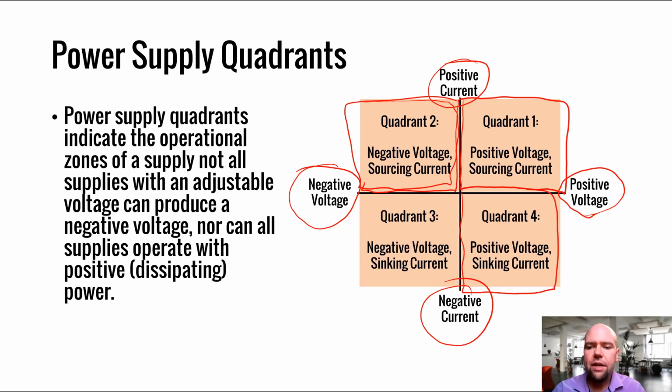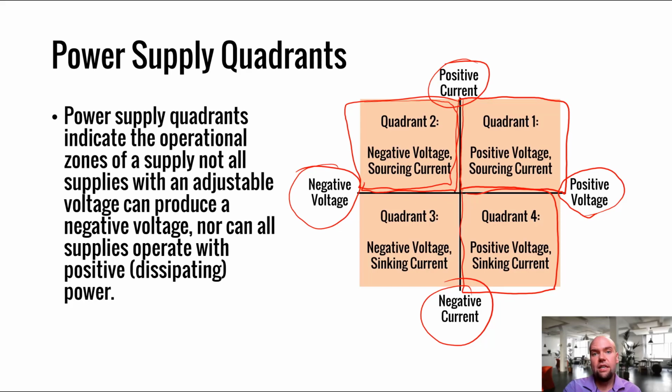I'm next going to talk about quadrant 4. Quadrant 4 is when you're providing a positive voltage, but you have current flowing into the positive terminal of the supply. So this is where your supply is maintaining a positive voltage relative to its terminals, but there's actually current flowing into the positive. So the supply is actually dissipating power. Now most supplies cannot do this. So even if it's a positive supply, which is the most common, not all of them can dissipate power.